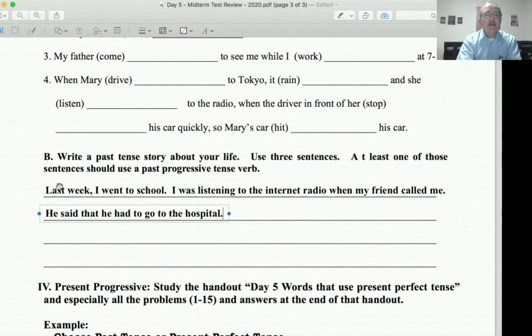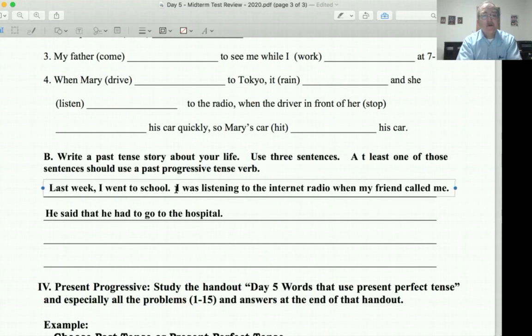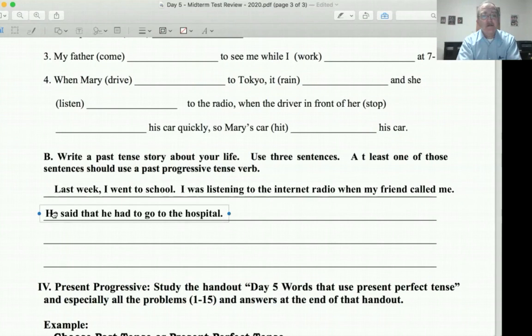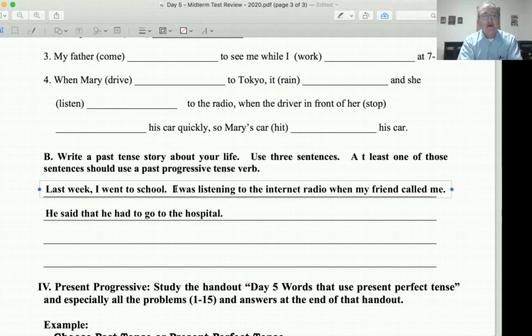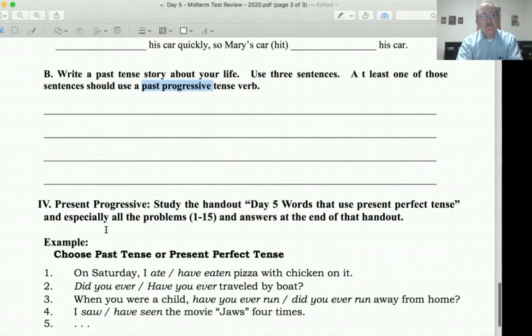Good. Now I've got three sentences. One sentence here, two sentences here, three sentences here, all right? That's three sentences. Now, it says three sentences, at least one of those should be past progressive, okay? Here is my past progressive. I was listening, okay, when my friend called me. So I was listening is my past progressive. You've got one, two, three sentences. That'll get you 100% on your test. But do not copy Danny's sentences. You have to make your own sentences about your own life, something that you did in the past. Please make your own story.